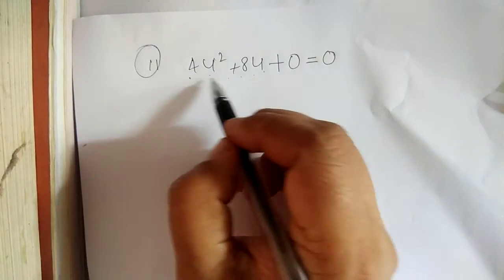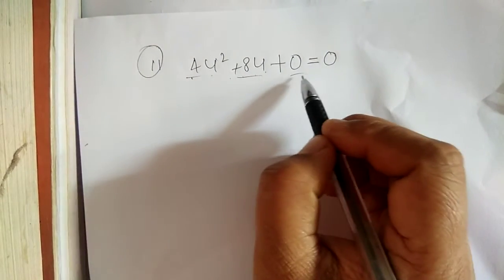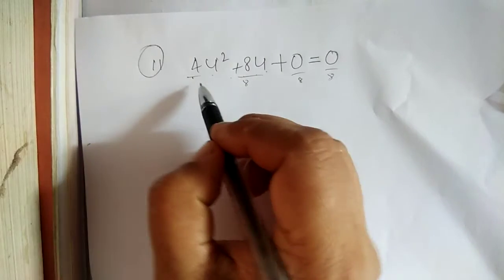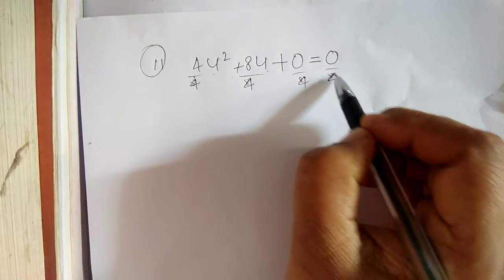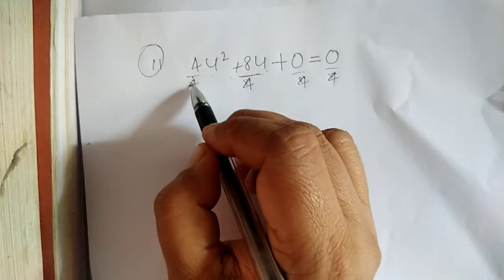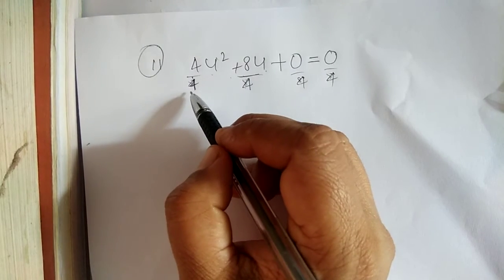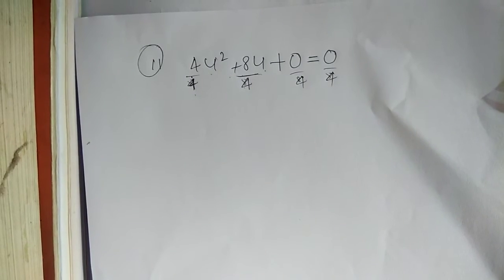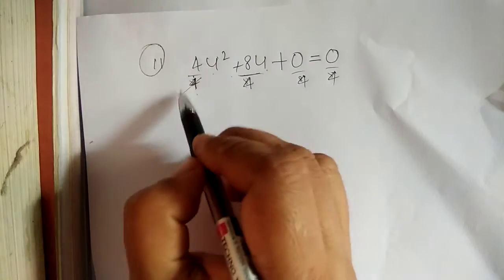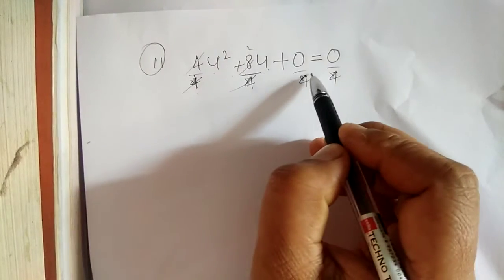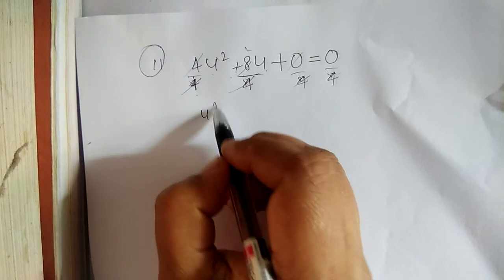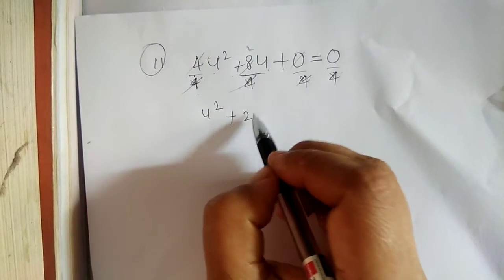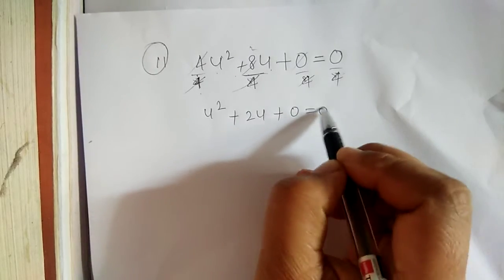Now, divide each and every term by 4 to simplify this, because 8 by 8 we can't divide, again we will get a fraction. So divide each and every term by 4 so that you get a simplified form of the quadratic polynomial. Now we can cancel 4 by 4, twos are 2, and 0 again we get 0. So we get u square plus 2u plus 0 equal to 0.